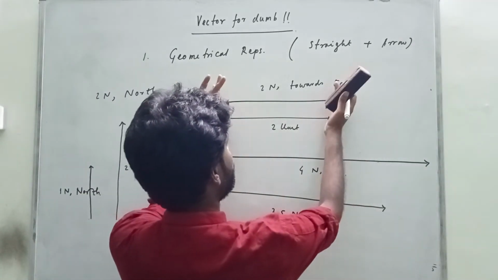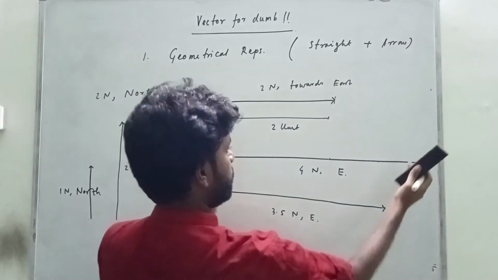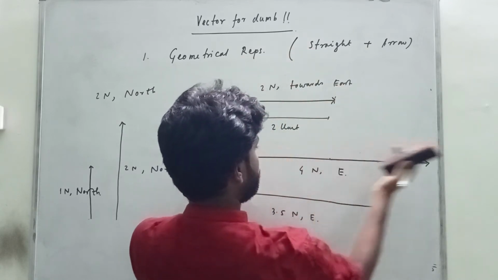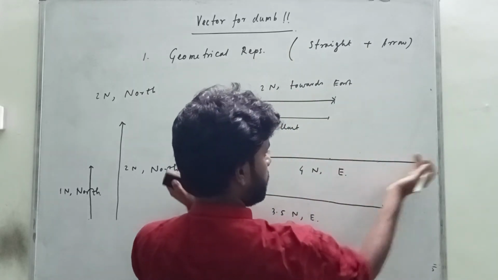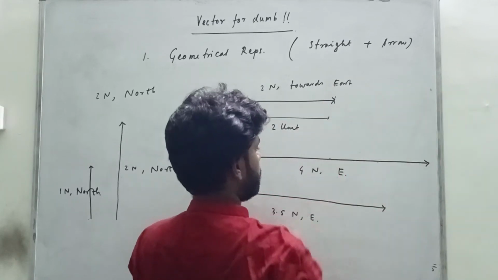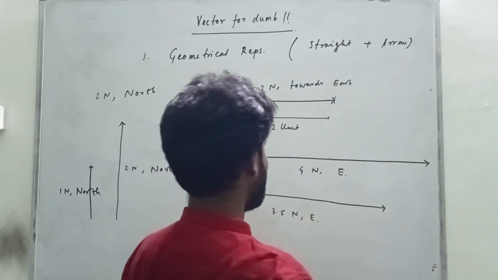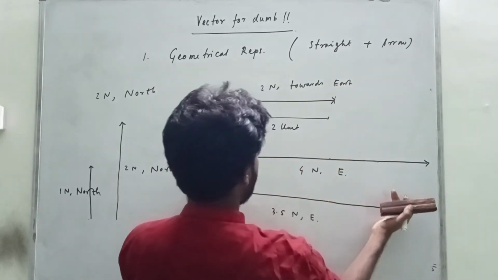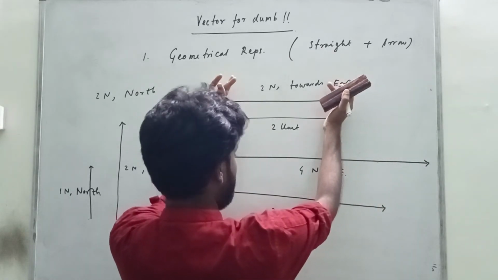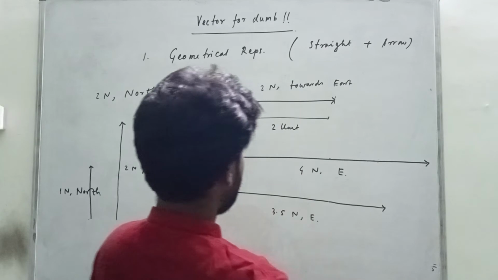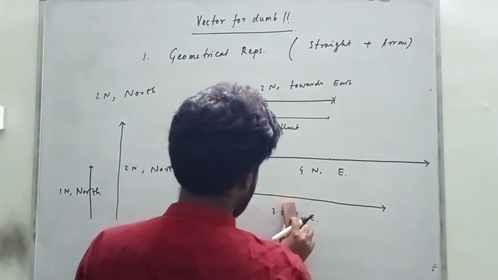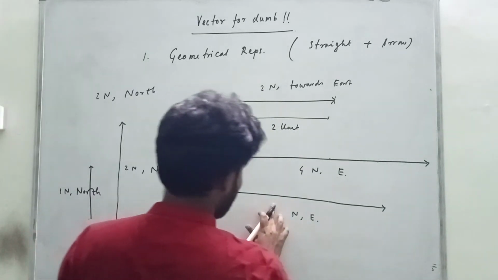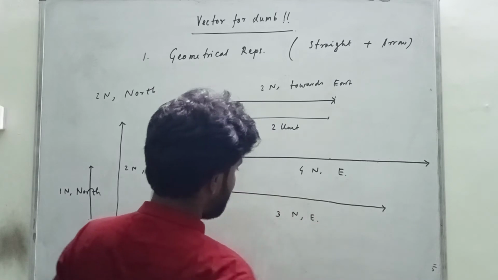A 2 Newton force is just double of it. The length of this straight line is doubled, the numerical value is doubled. This is a 4 Newton force towards east here because it's the east direction. This is a 3.5 Newton force towards east. That means it's 1.5 times here. The length of this straight line is actually 1.5 times this one. 1.5 times of it means 3. Okay, I'm sorry, it's a 3 Newton force towards east.